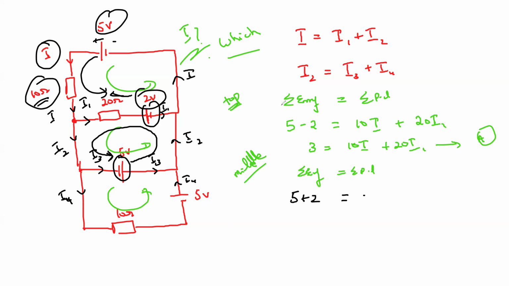Why are we taking the middle loop? Because when we took the top loop, we have two unknowns, so we cannot solve that equation. That's why we took the middle loop.